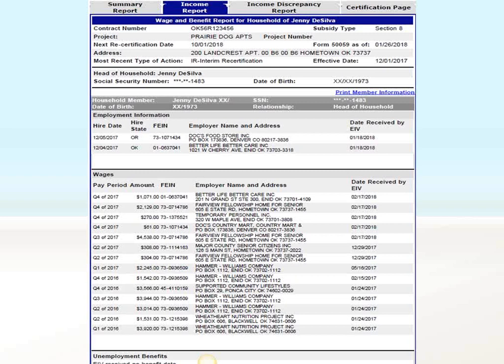During that quarterly range, how many income sources for wages did Jenny have? How many different income sources are in your box? 4. We want to look at all 4 of those separately. The 4 income sources are Hammer and Williams, Supported Communities, Fairway Fellowship, and Major County Senior Citizens, right? Those are the 4 different wage sources that showed up in that period of income.